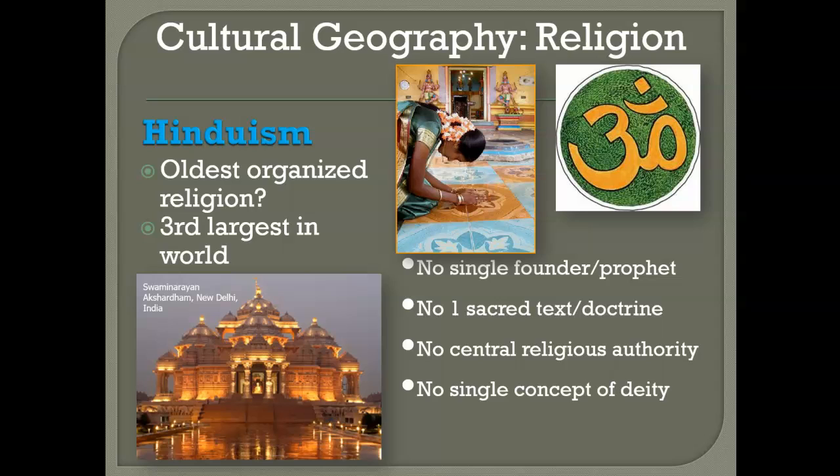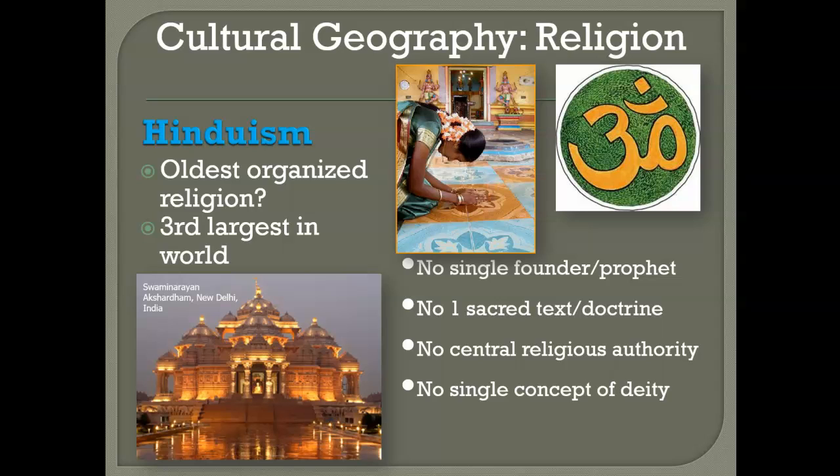Okay? But as I said, there's no single founder or prophet for this religion. There's no one sacred text or doctrine. There's no central religious authority. There's no pope or something like that with a hierarchy. And there's no single concept of what a deity, of what the divine, of what God is. Okay? And so these are ways that in the West that we tend to define religion.